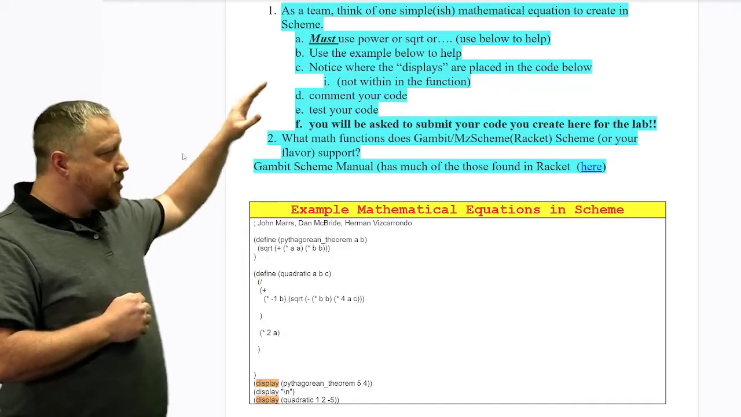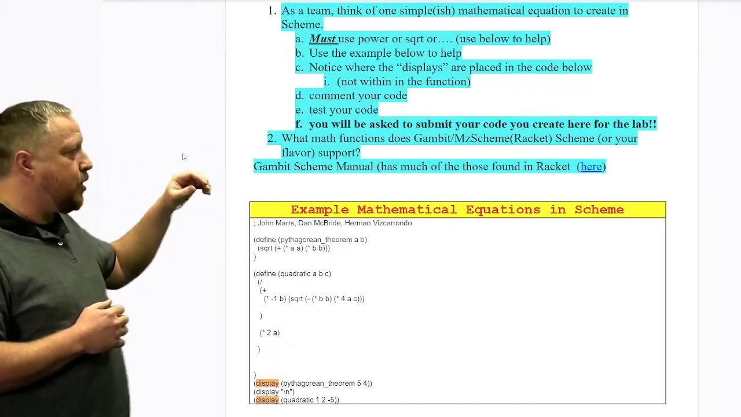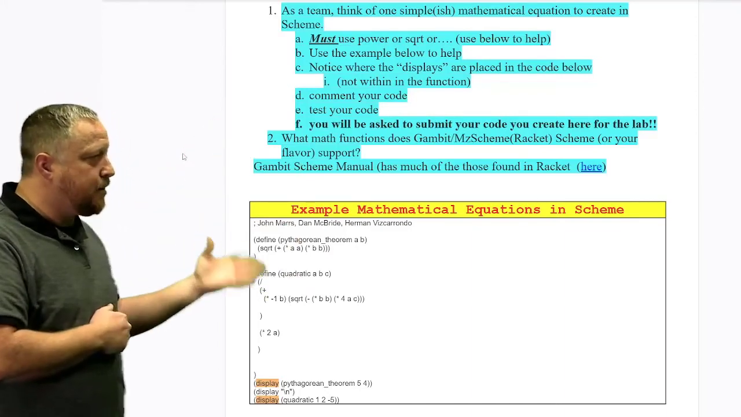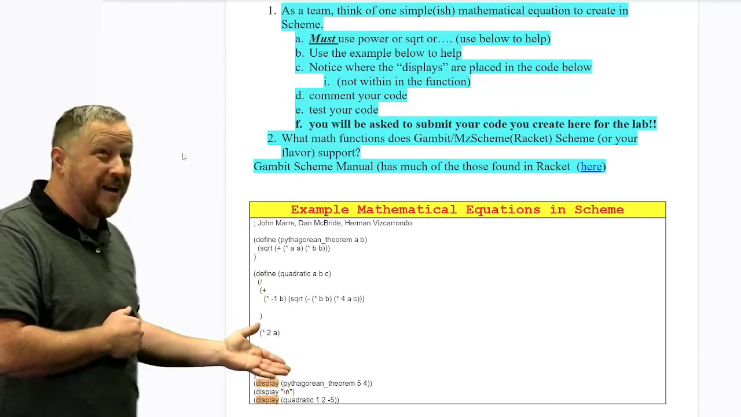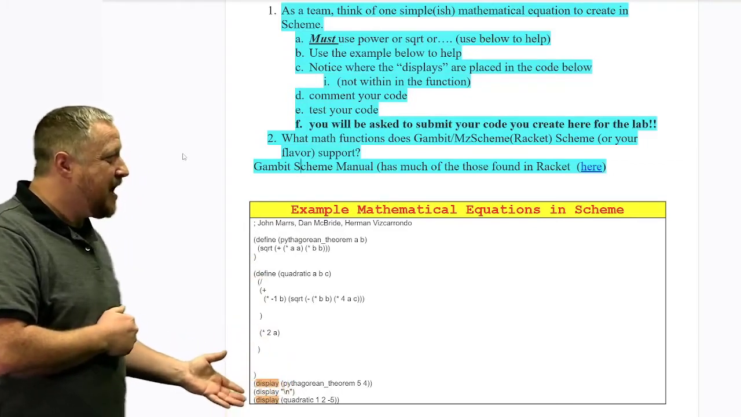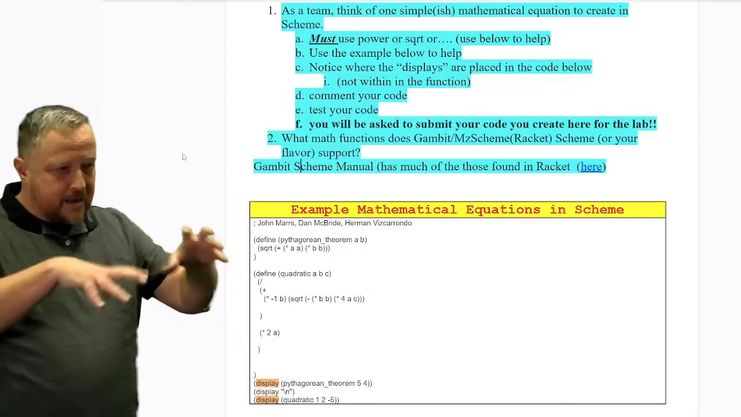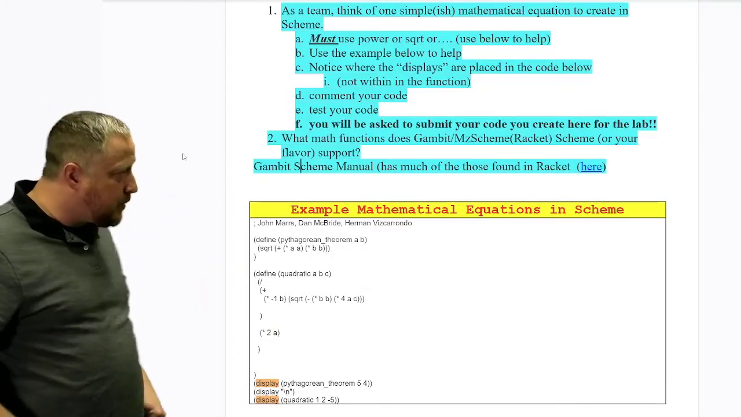So use the example below to help out here. Notice that when the displays are happening, the display is not in the function at all. It's when you're calling the function, you've gotten a value, and then the outer part asks you to display it.